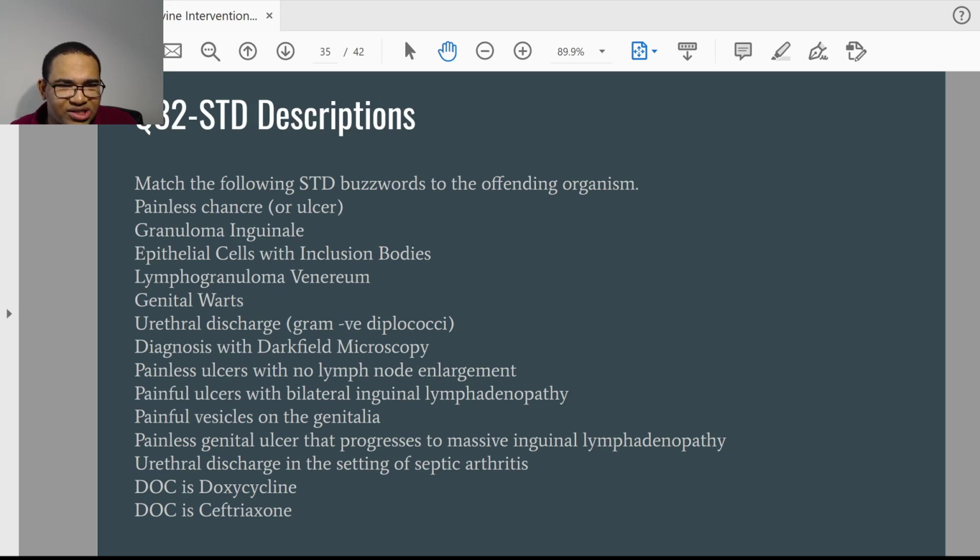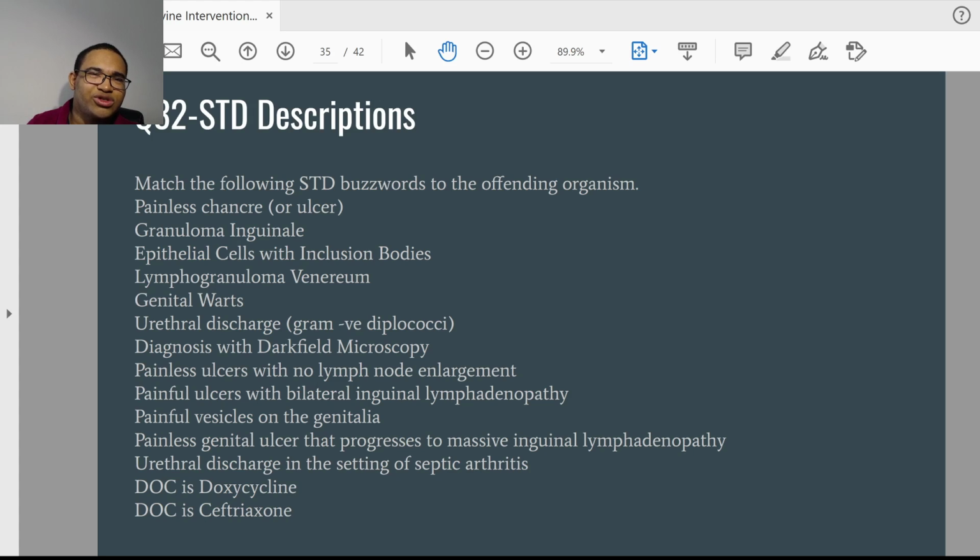And then the HPV that causes like badness, right? Like cervical cancer, or basically any squamous cell cancer of most parts of the head and neck, and also like the genital area. Those will be HPV like 16, 18, and those in the 30s. And then urethral discharge, gram-negative diplococci, right? That's Neisseria gonorrhoeae. Diagnosis with dark field microscopy, that's syphilis, T. pallidum, right? Painless ulcers with no lymph node enlargement. This is Klebsiella granulomatis, right?